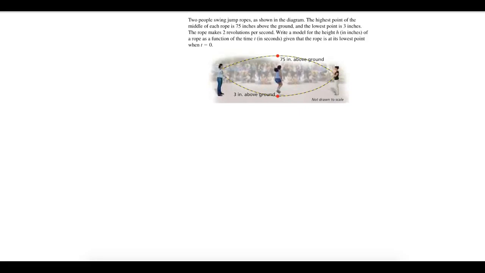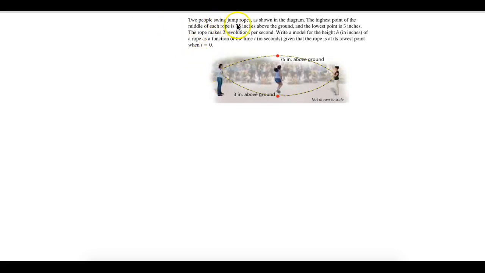All right, here we've got our last video for section 9.6, and we're going to look at another word problem here. In this situation, we're going to look at a simulation of someone jumping rope, and we're going to model the height of the jump rope with a sinusoid function, so either sine or cosine. So let's look at the situation first.